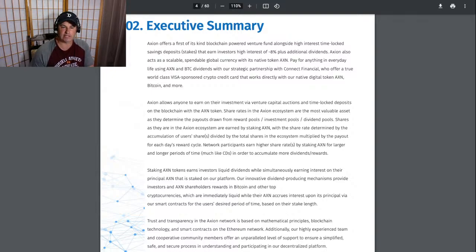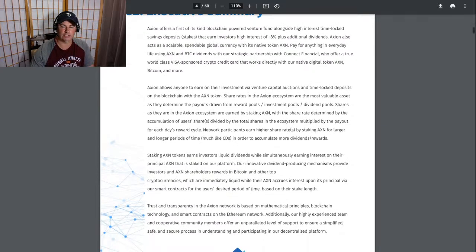Trust and transparency in the Axion network is based on mathematical principles, blockchain technology, and smart contracts on the Ethereum network. Additionally, our highly experienced team and cooperative community members offer an unparalleled level of support to ensure a simplified, safe, and secure process in understanding and participating in our decentralized platform. So it's pretty exciting. And part of that in that last paragraph was that Axion actually has professional service moderators on their social media platforms like Discord and Telegram that actually help you as well. They're all extremely knowledgeable and extremely helpful. And so they are great for you if you're wanting to get onto the Axion staking platform.